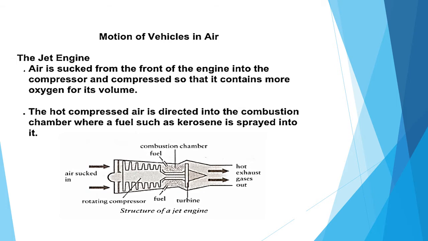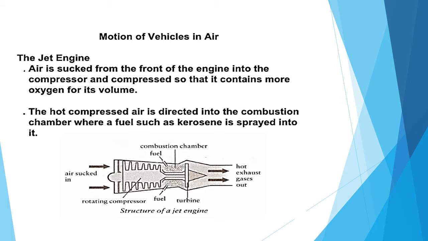Okay, now we go to the next subtopic, which is motion of vehicles in air. First vehicle that we want to learn is the jet engine. Okay, for this jet engine, air is sucked from the front of the engine into the compressor and compressed, so that it contains more oxygen for its volume. So now the compression chamber is full of oxygen. When the air is compressed, it becomes hot. Why? Because of the collision of the particles of air.